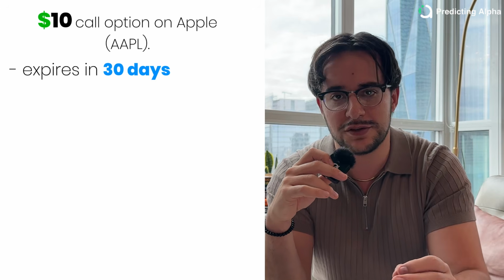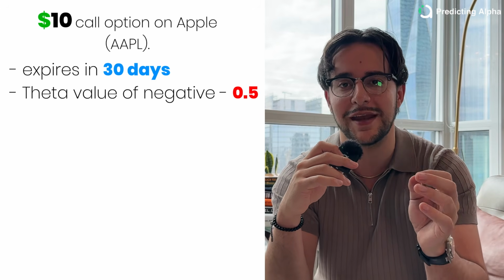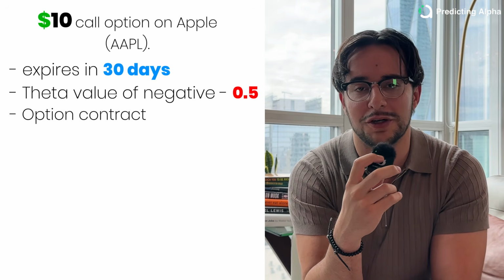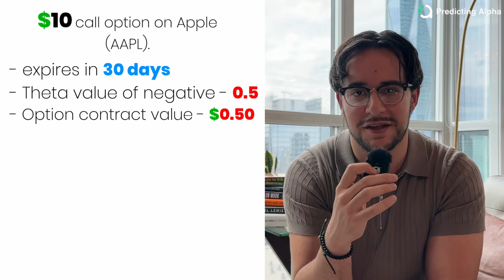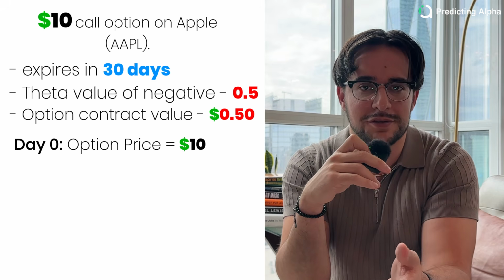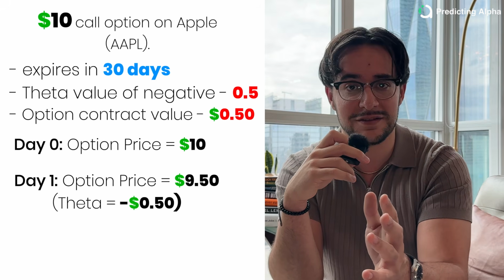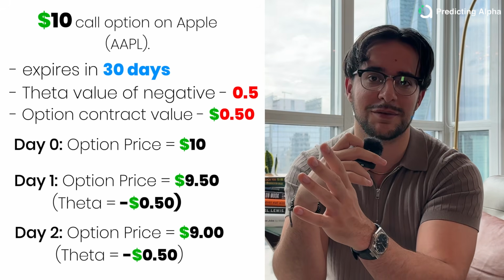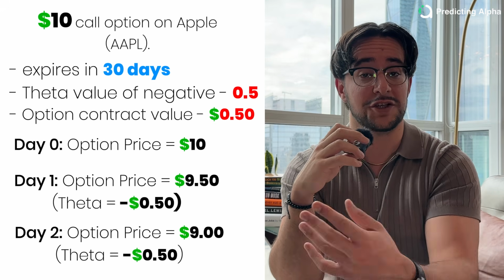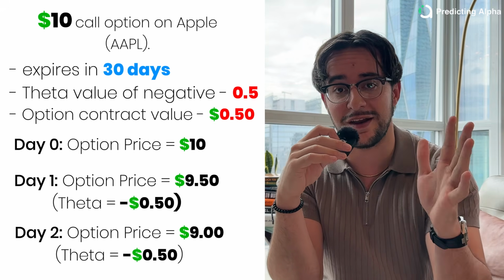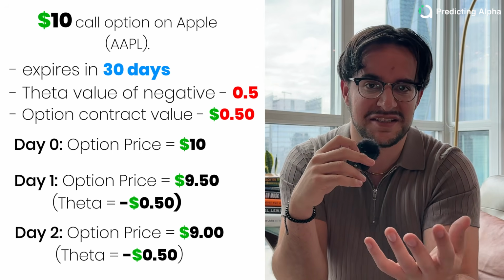Let's say the call option that you sold has a theta value of negative 0.5. This would mean that for every day that passes, your option contract is going to decrease in value by 50 cents. So on day 0, the option was worth $10. Then on day 1, when one day has passed, it's now worth $9.50. Day 2 is worth $9. Day 3 it's $8.50, and so on and so forth. Eventually, if nothing happens and the option expires out of the money, it's going to decay all the way down to 0. And that is theta in action.